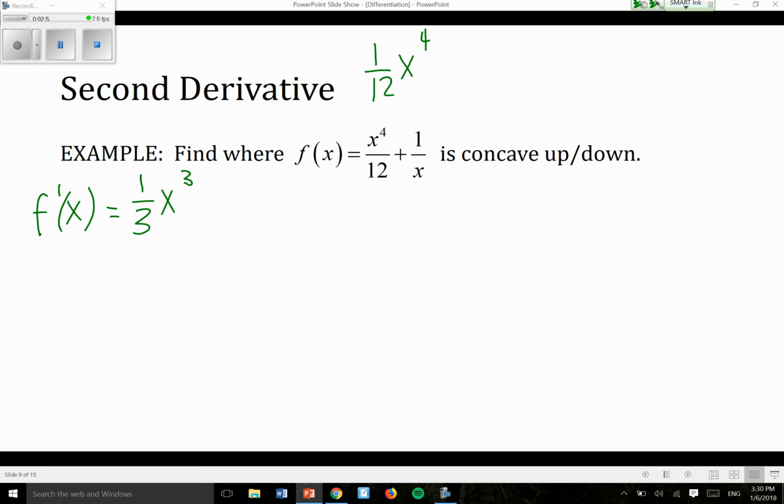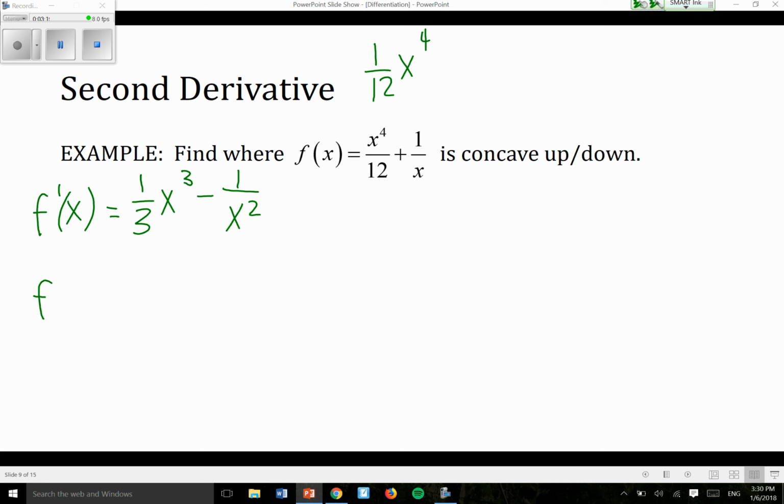The derivative of 1 over x, again, I wouldn't use quotient rule. Hopefully you have it memorized. That's negative 1 over x squared. Or you can do power rule by making that x a negative exponent. That's our first derivative. We don't need to set it equal to 0 because we don't want to know increasing and decreasing. We want to know concave up or concave down.